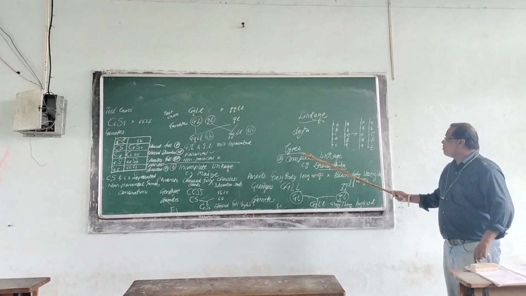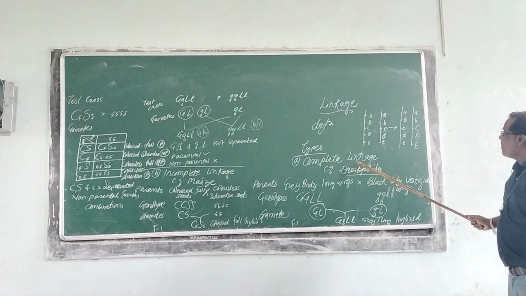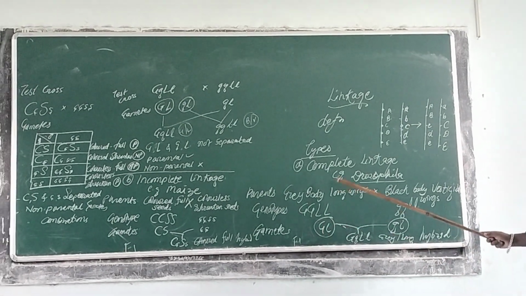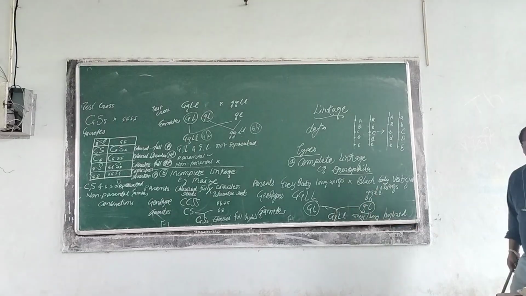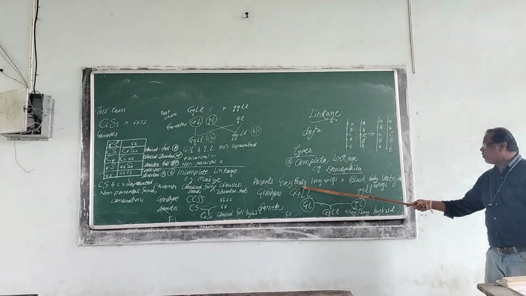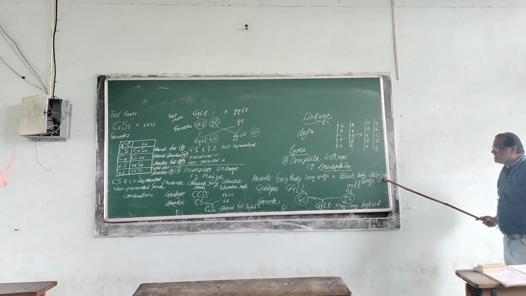Now we will discuss the types of linkages. There are two types of linkages: complete linkage and incomplete linkage. First we will discuss complete linkage. Here you have to give the example of Drosophila. Here the parents are grey body and long wings, crossed with black body and vestigial wings.